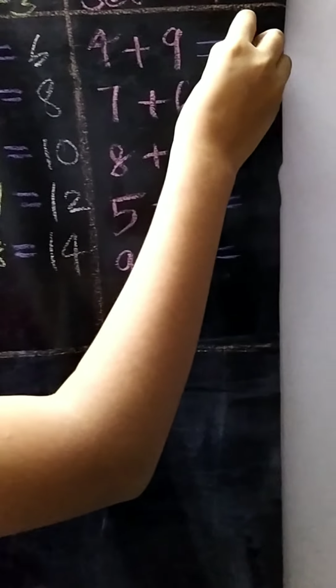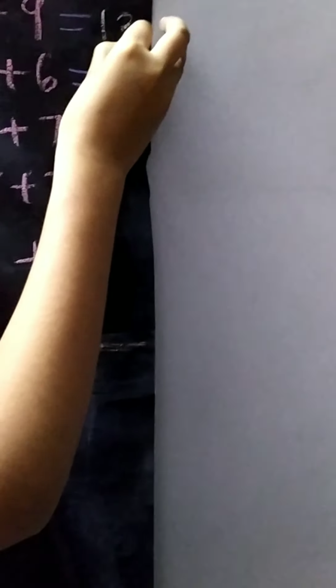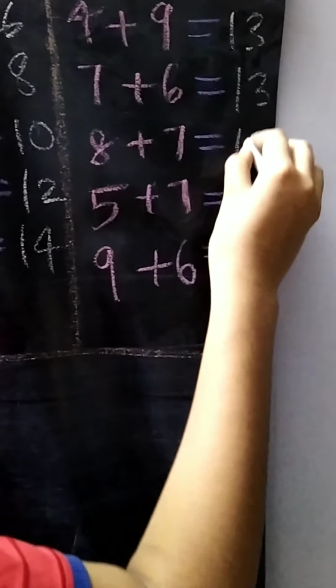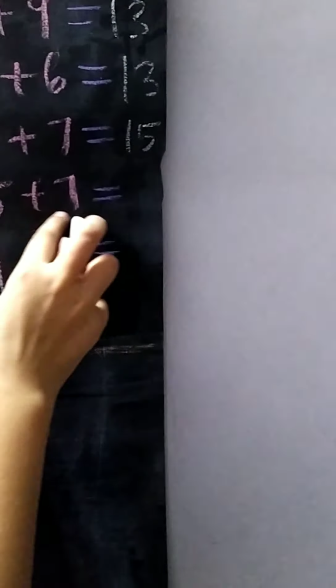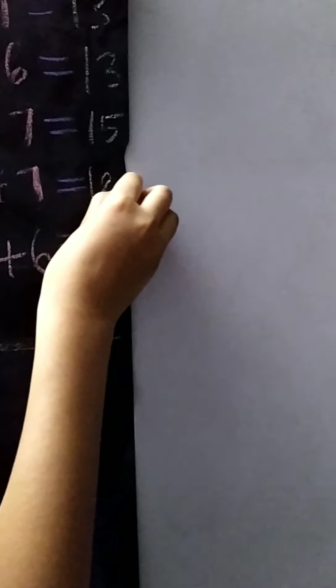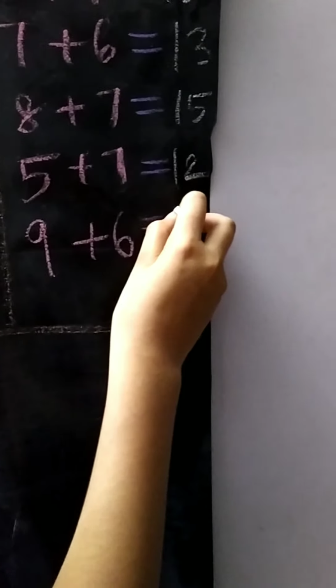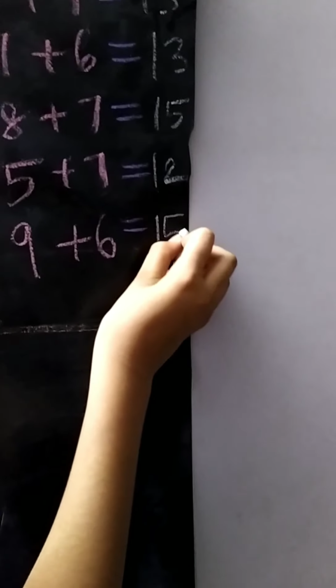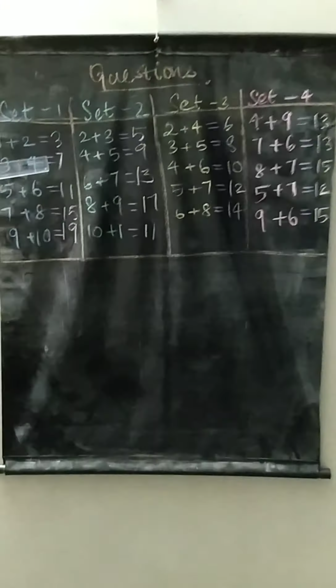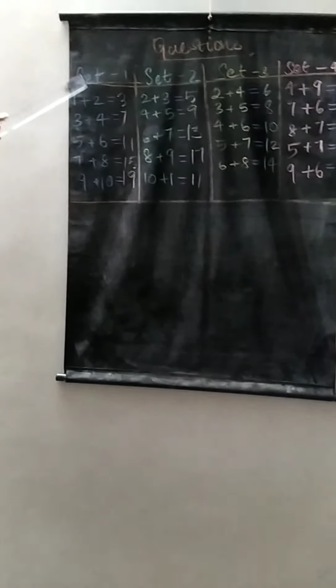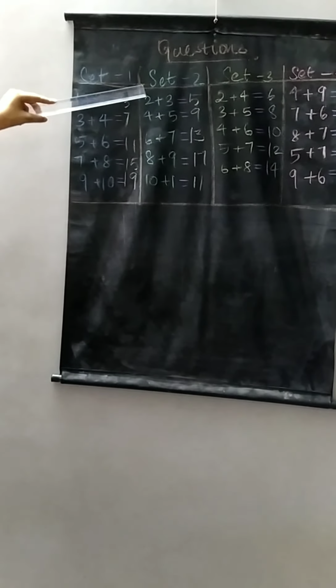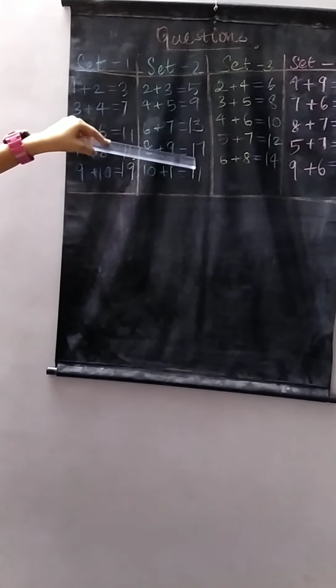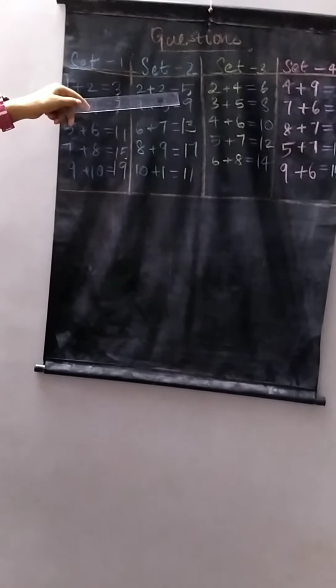4 plus 9 gives 13. 7 plus 6 gives 13 too. 8 plus 7 gives 15. 5 plus 7 gives 12. 9 plus 6 gives 15. So these are your answers. You can look at them again. 3, 7, 11, 15 and 19 respectively for the set 1. 5, 9, 13, 17 and 11 respectively for set 2.